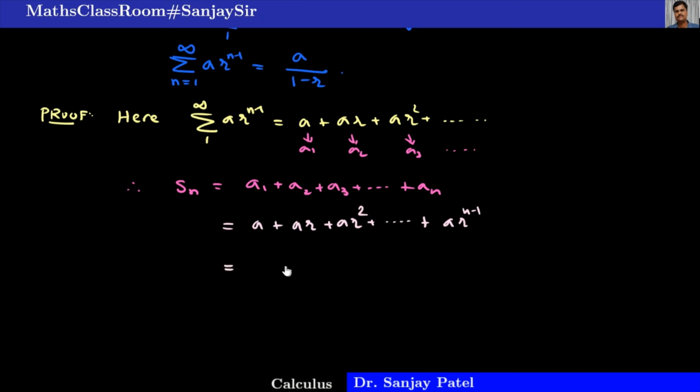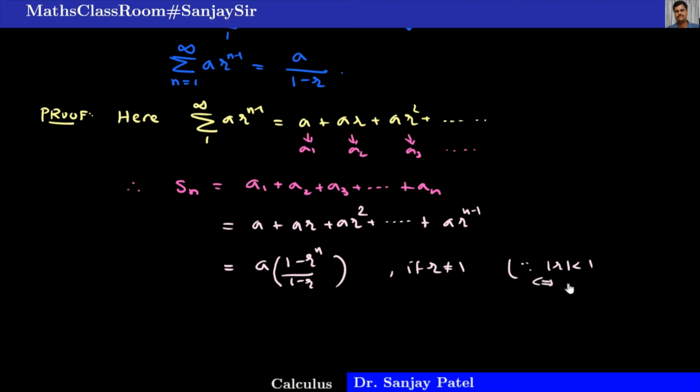And this is equal to, by the formula for the sum of the first n terms, a into 1 minus r raised to n upon 1 minus r, if r is not equal to 1. Here r is not equal to 1 because we are given that mod r is less than 1, that is, r is between minus 1 and plus 1.